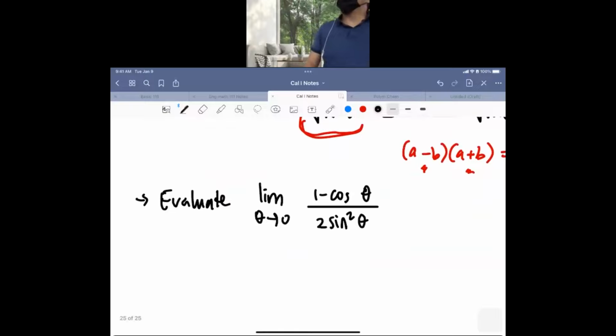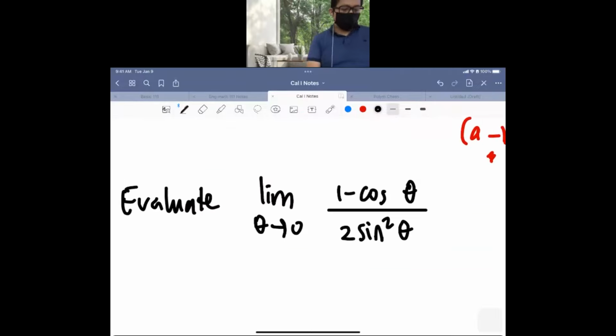Okay, the third one, the limit as theta approaching 0. So we are going to have our variable as theta, and we have 1 minus cosine theta over 2 sine squared theta.